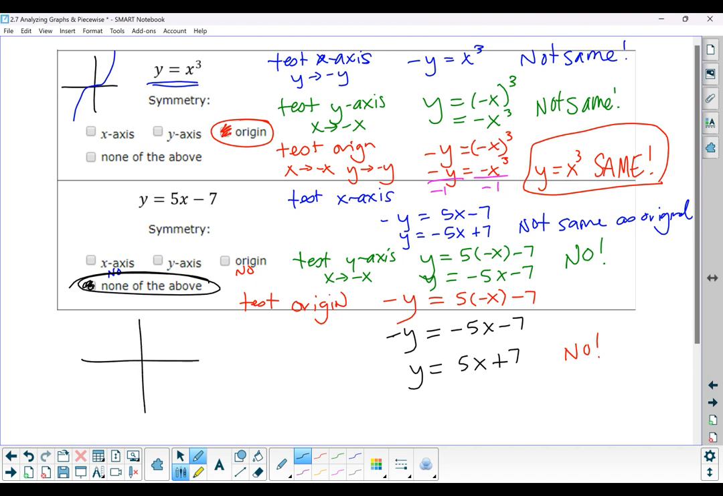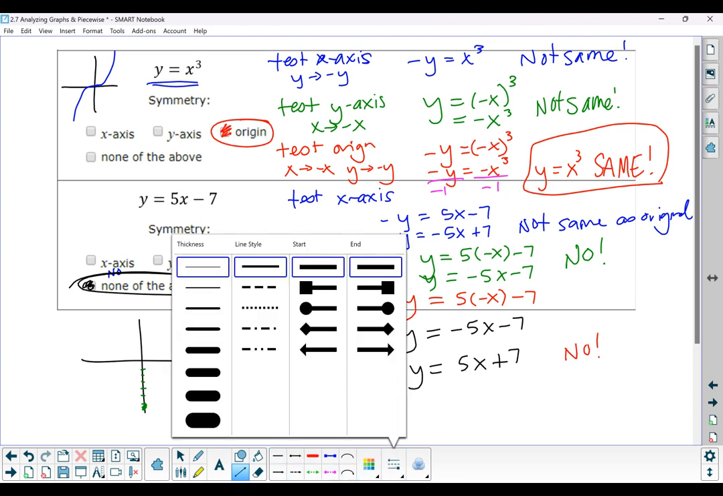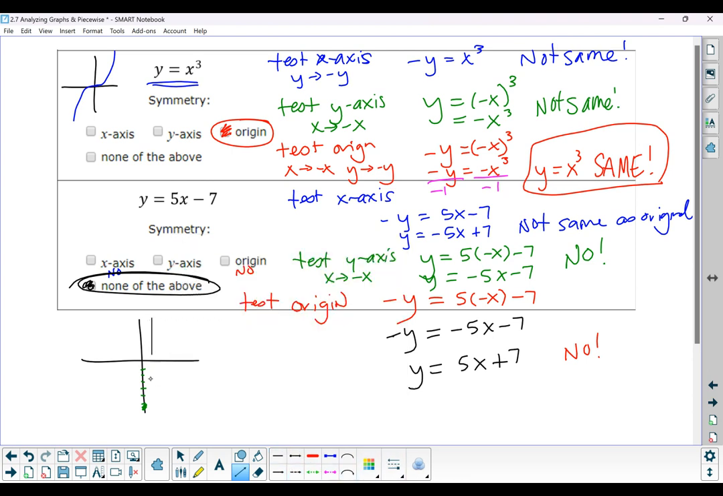It is a line. Hopefully you recognize that as a line. It's a line with a y-intercept of negative 7 and a slope of 5. So it looks something like, this is a kind of rough sketch here. Let's see. I'm going to actually use the line tool because I can't get it straight, but it's a very steep line that has an intercept of negative 7, so it's not symmetric in any way.